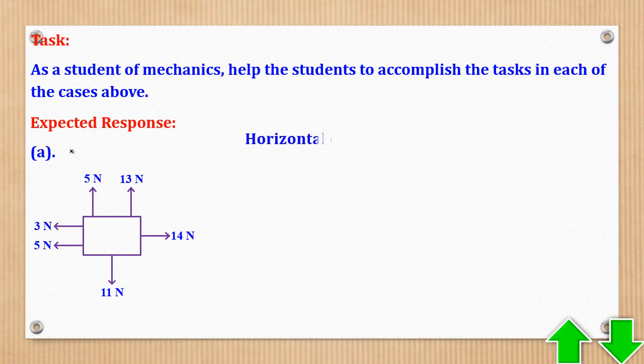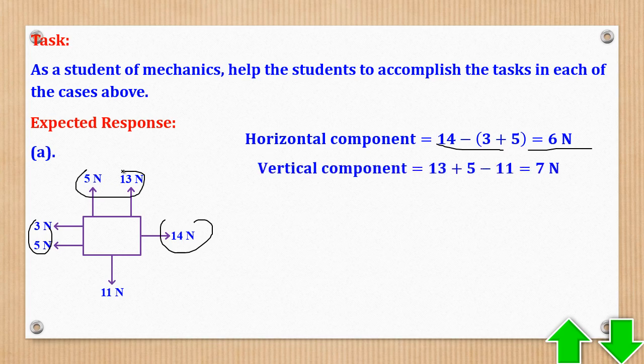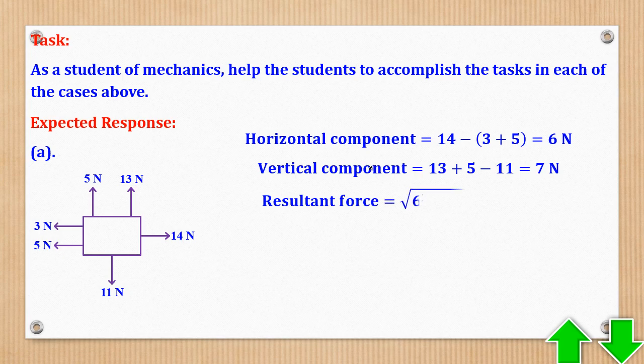So to get the resultant, we need to resolve. So horizontal component, we need this minus this to give you 6 Newton. Vertical component, this sum minus this to give you the vertical component. They are all positive, meaning you can get the resultant. So resultant is got by Pythagoras theorem. 6 squared plus 7 squared gives you this.